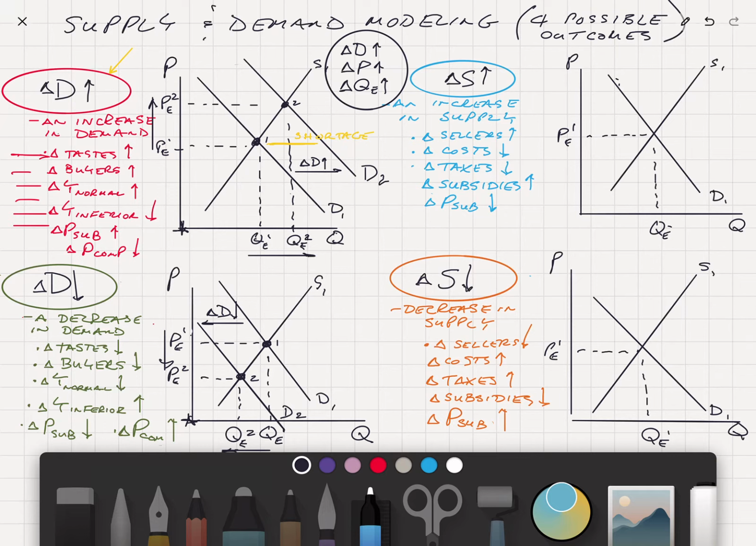Now, similar to what we did before, let's look at what happens initially and why prices fall. This distance right here, again, remember, it takes a little bit of time for the market to catch up to itself.